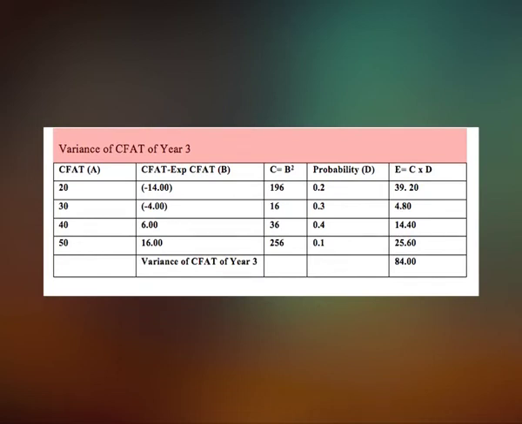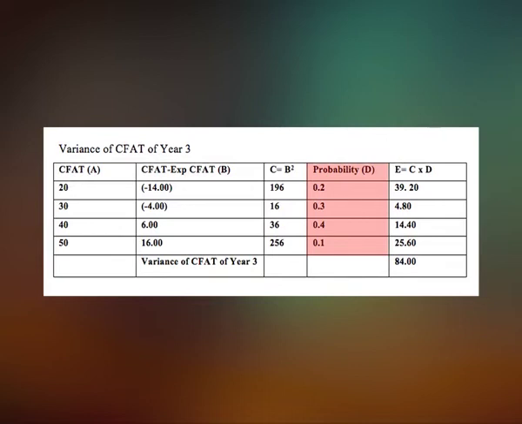Similarly, variance of cash flow after tax of year 3. Five columns are given to us: column A, column B, then C, then D, and then E. In column A, we have 20 lakhs, 30 lakhs, 40 lakhs, 50 lakhs. Column B, which represents cash flow after tax minus expected cash flow after tax, is equal to minus 14, minus 4, 6 and 16. Then column C is equal to B square, that is 196, 16, 36 and 256, then our D column.